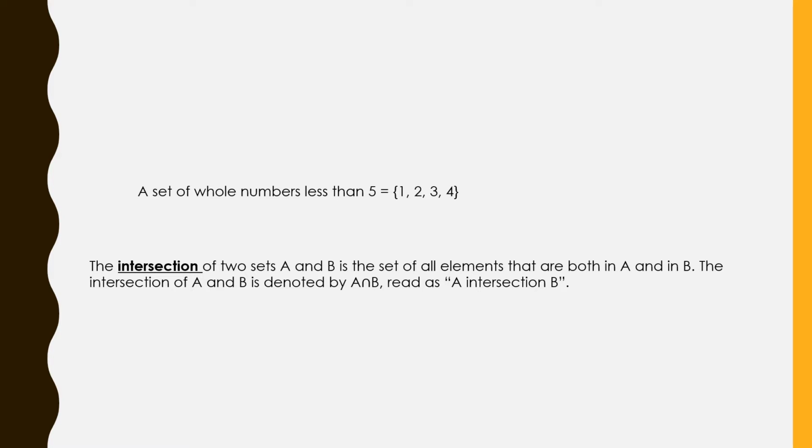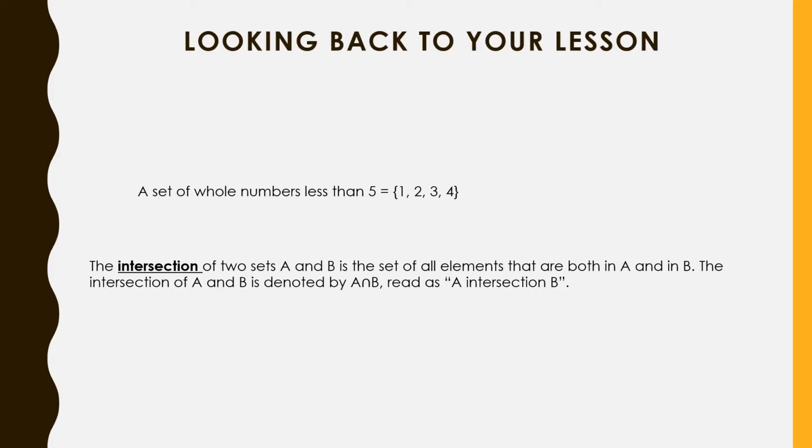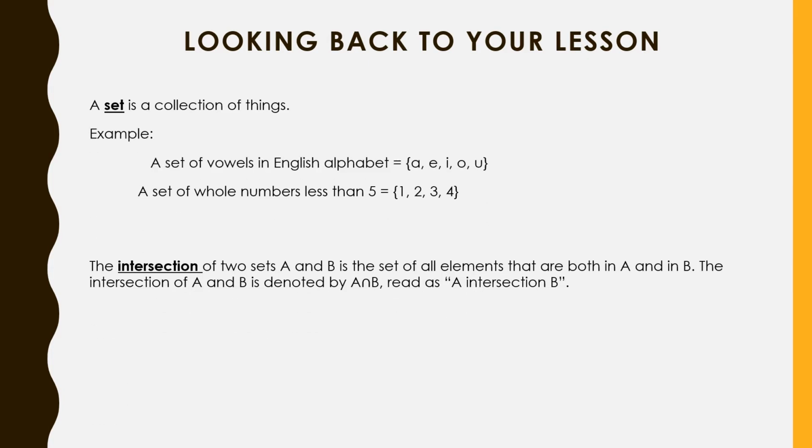Okay, looking back to your past lesson, a set is a collection of things, right? For example, the set of vowels in the English alphabet is equal to the set with elements A, E, I, O, U. The set of whole numbers less than 5 is equal to the set with elements 1, 2, 3, and 4.